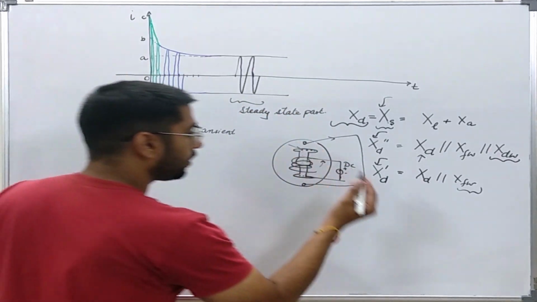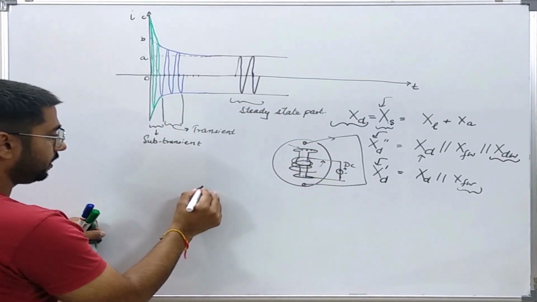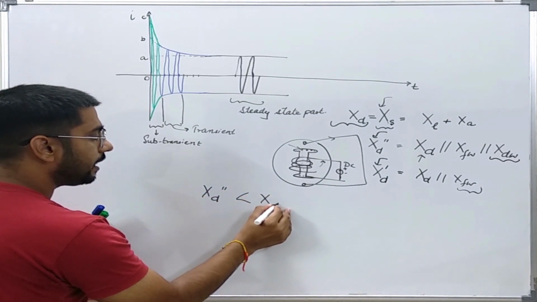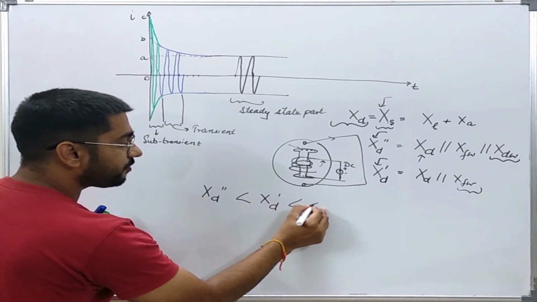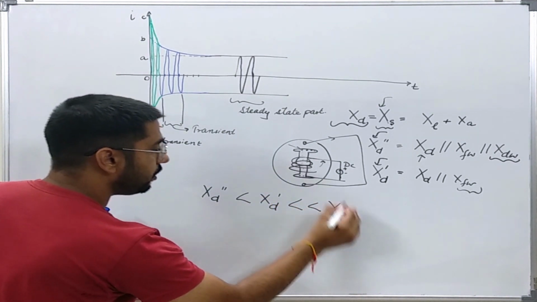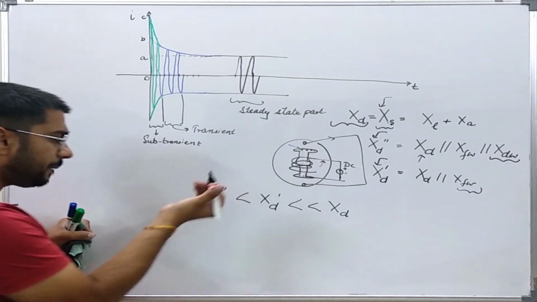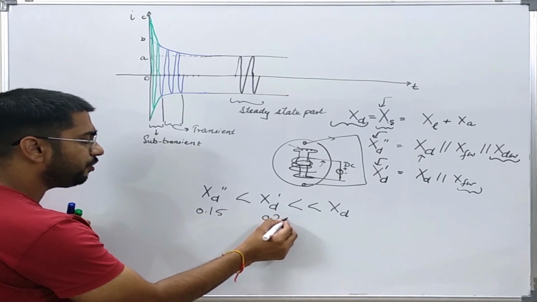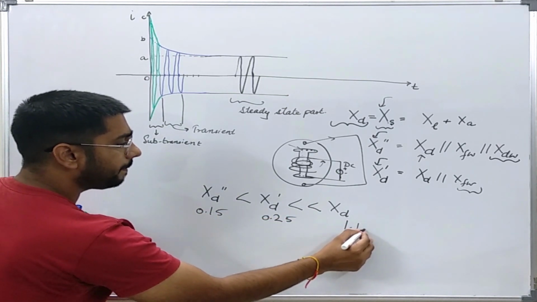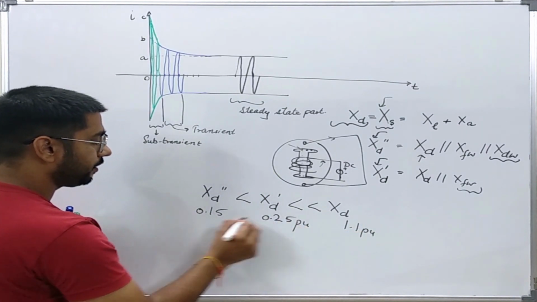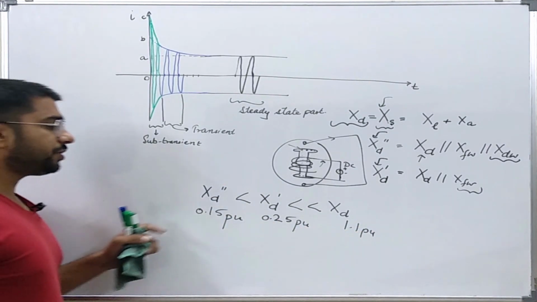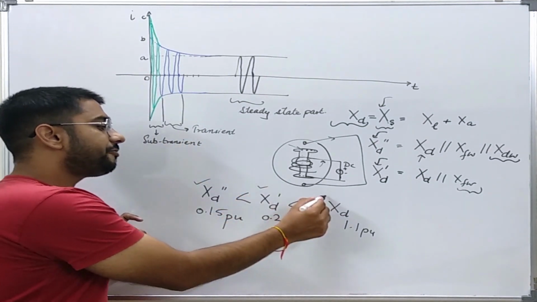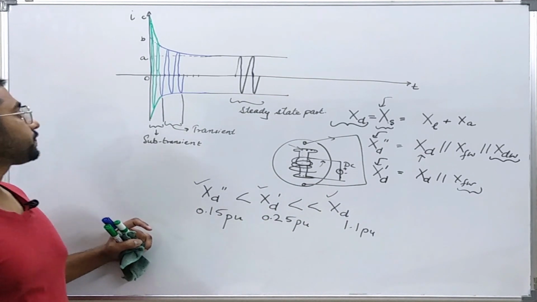Now, because of this, xd double prime is smaller than xd prime, and these are very small compared to the steady state value. Typically this value can be 0.15, this value can be 0.25, and this value will be around 1.1 per unit. So you see that these values are very different from the steady state values.